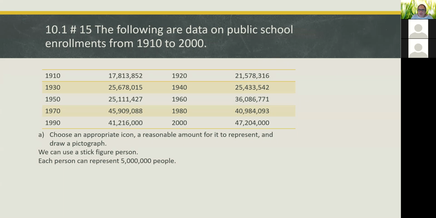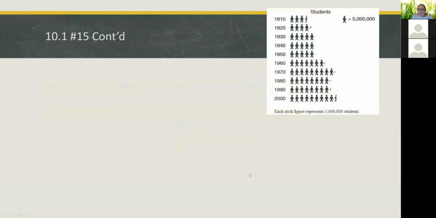Well, since we're recording how many students there are, we can use a stick figure. And since we want to show values between 17 million and 47 million, we could have each person represent 5 million. And so then this picture roughly shows the amounts for each year.